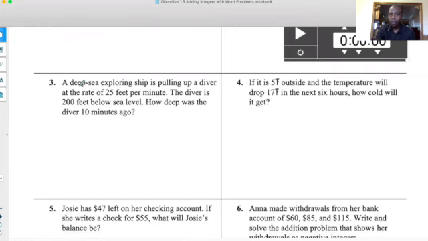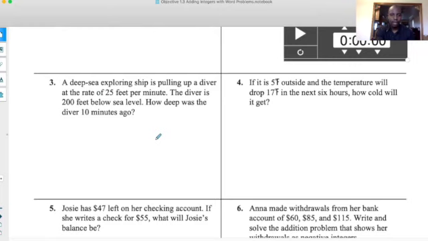For example, number 3, a deep sea ship exploring is pulling up a diver at a rate of 25 feet per minute. So the diver is coming up. The diver currently is 200 feet below sea level. "Is" is a current word, not a past word. You need to figure out where he was originally. Where was he at the beginning? How deep was the diver 10 minutes ago? "Was" and "ago" indicate where he was originally. And then you can do your subtraction from where he currently is.